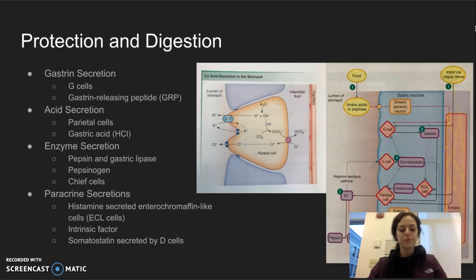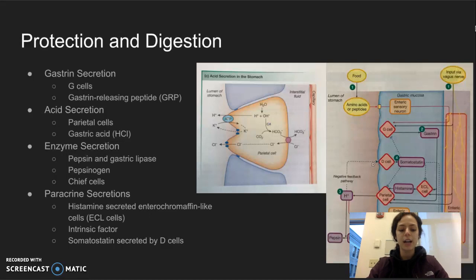And then there's also paracrine secretions. So paracrine secretions from the gastric mucosa include histamine, somatostatin, and the intrinsic factor. Histamine is a paracrine signal that's secreted by this crazy cell called the enterochromaffin-like cell. It's in response to gastrin or acetylcholine stimulation, and histamine actually diffuses to its target, the parietal cells, and stimulates acid secretion by combining with H2 receptors on the parietal cells.